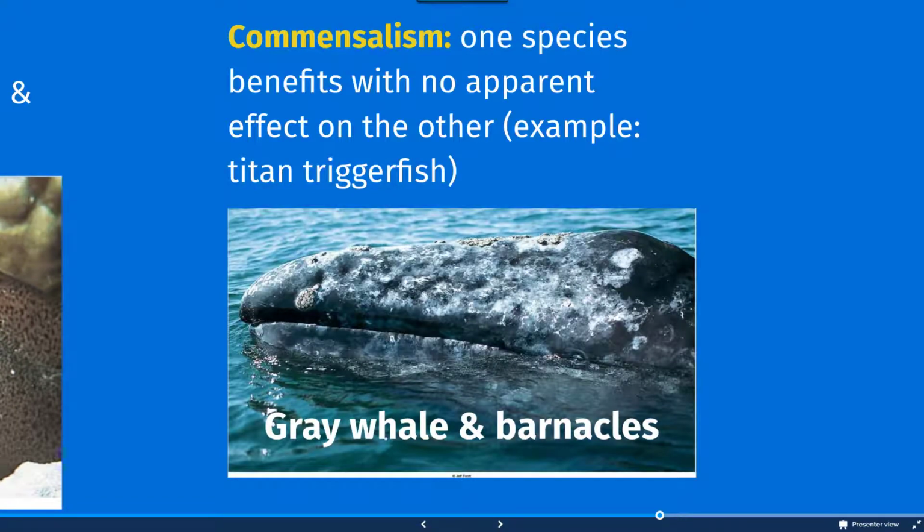Another form of symbiosis is commensalism, which is where one species benefits with no apparent effect on the other. And in this particular figure, we have an example of a gray whale and barnacles. So the barnacles are attaching to the organism and they're getting a safe space to exist on, or space in general. And they're also getting protection by means of this organism, avoiding predators and what have you. But the gray whale has no apparent benefit from this whole relationship. So it's not necessarily benefiting them.